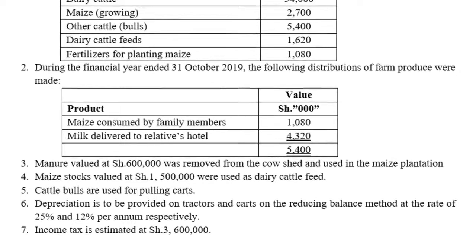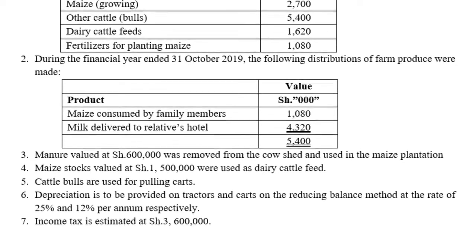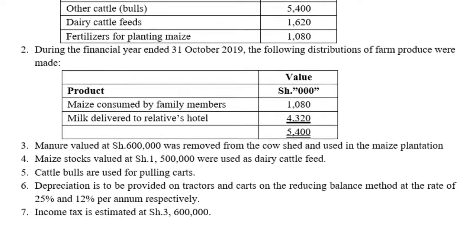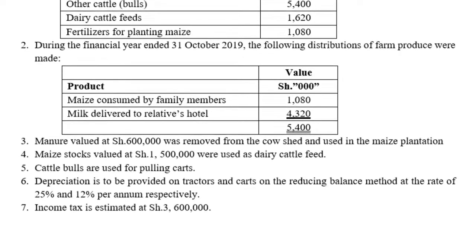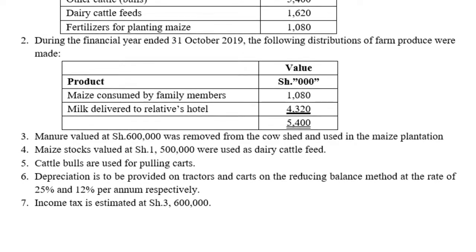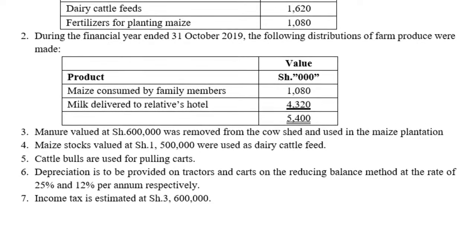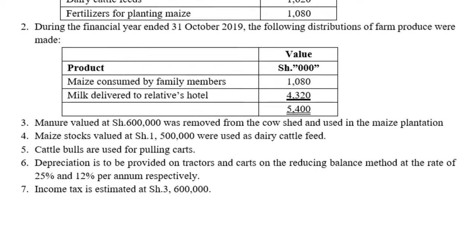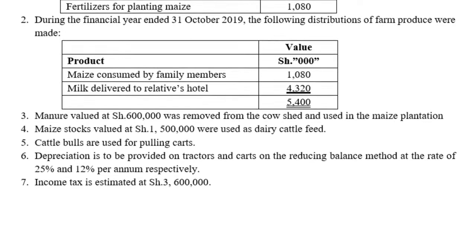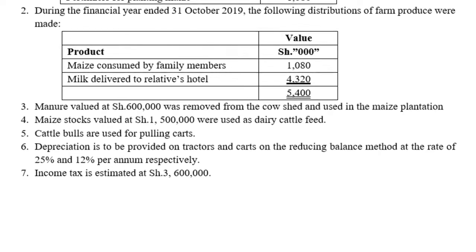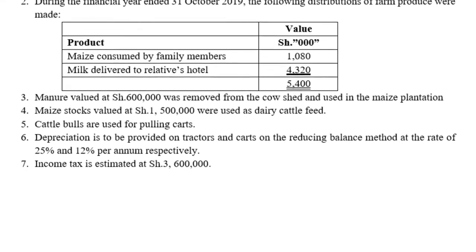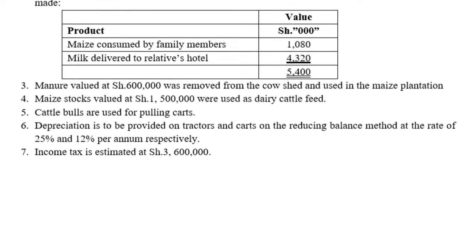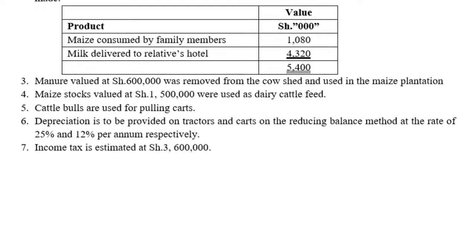This is what we refer to as the interdependence of department. Output from one department is an input in another department. So in this case, we said the producing department should account for that as sales, whereas the using department should account for that as purchases. Then we have the maize stock valued at 1.5 million used as dairy cattle feed. The same case, in the interdependence of department. The producing department accounts for that as sales, the using department accounts for that as purchases.